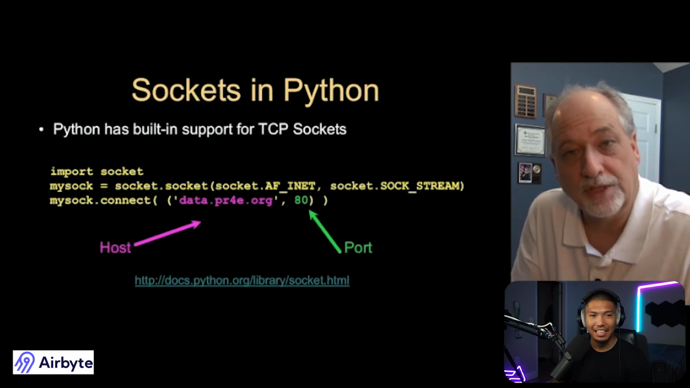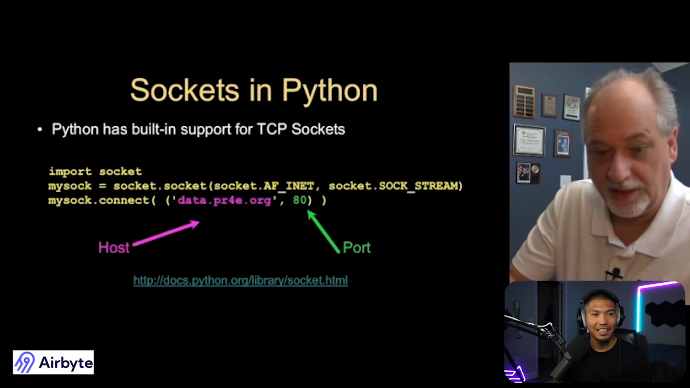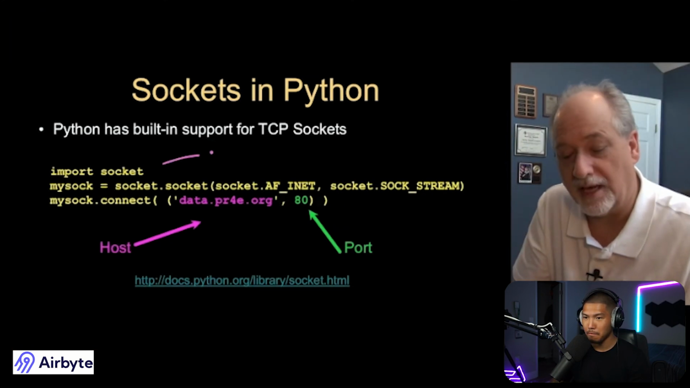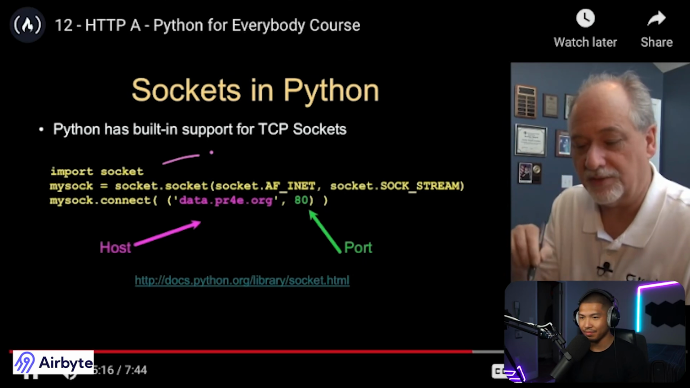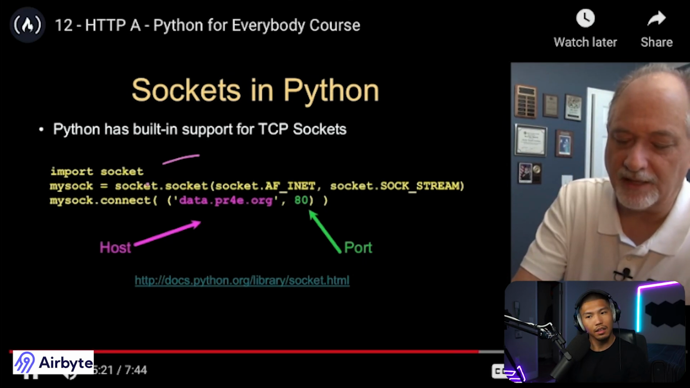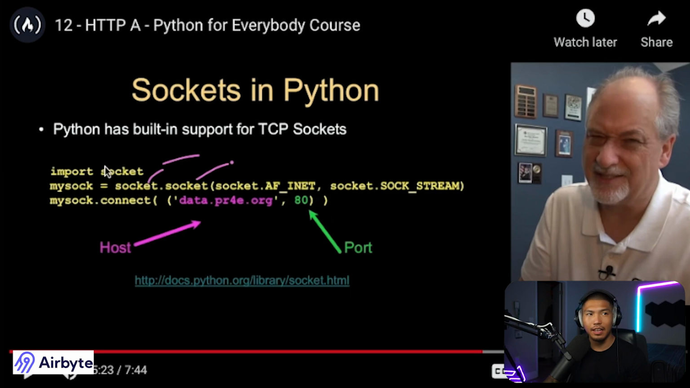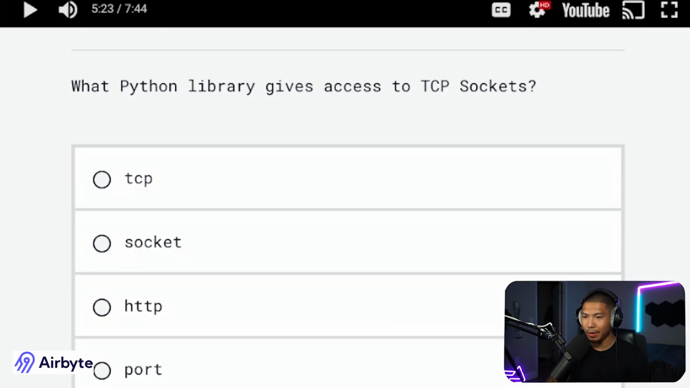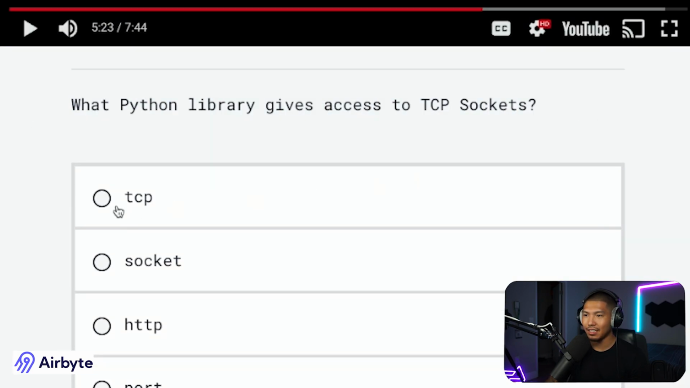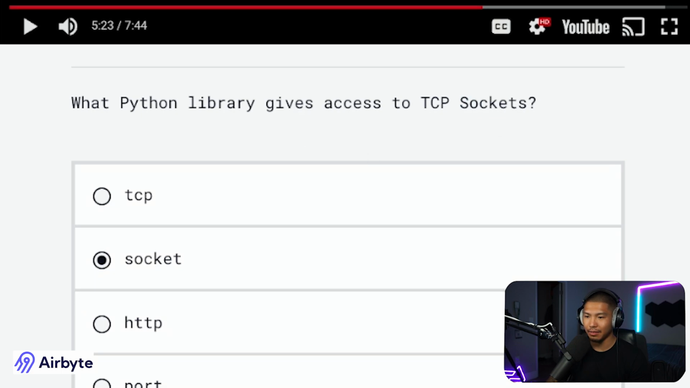Now, in Python, we can talk to these sockets, right? We can just talk to them, and it's surprisingly easy. We have to import socket because that's a library. It comes with Python, but you can't use it in your program until you say so. And then you basically call the socket function in the socket library. That is the answer to our question here. So I'm pretty sure the Python library that gives access to TCP sockets is socket, but let's keep going.